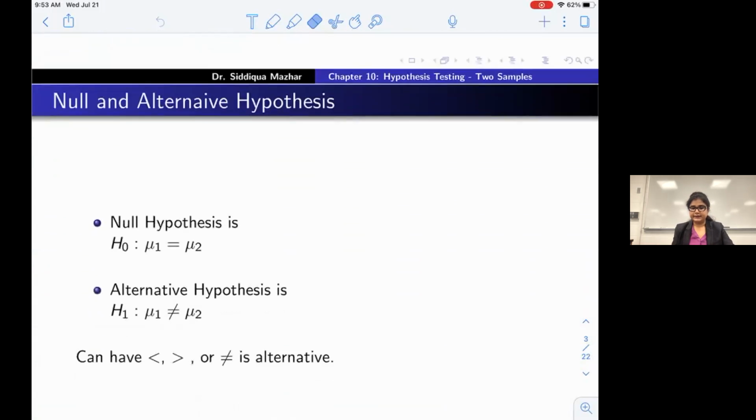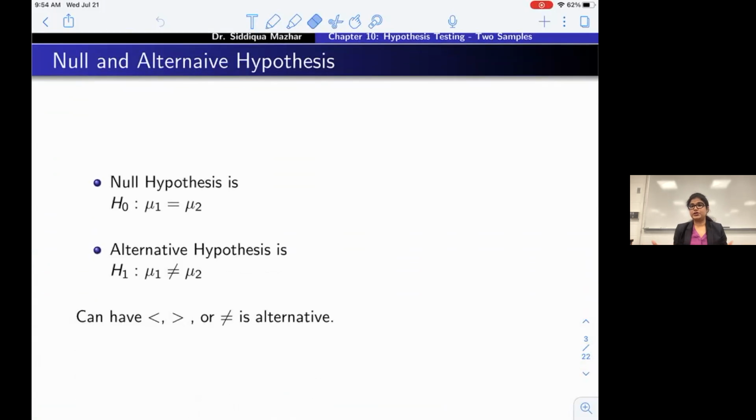Again, two things are the same: you have to define your null hypothesis and your alternative hypothesis. In chapter 9, you were looking at whether the population mean is equal to some specific value. But here, in the null hypothesis, we are saying that for the two groups and their population means, we are going to check whether both means are the same. Like students in Mid-Michigan College have an average score equal to the average score of students in Lansing College. They are equal. So this is my null hypothesis.